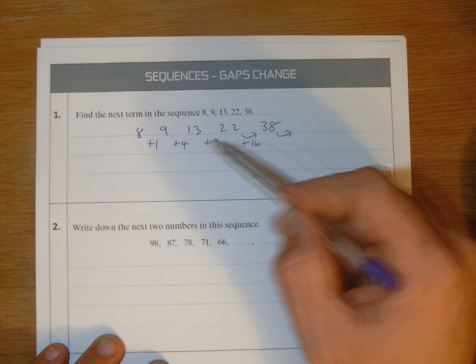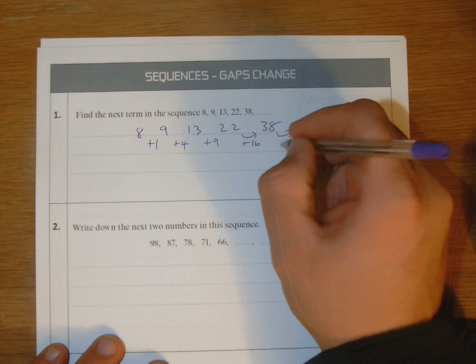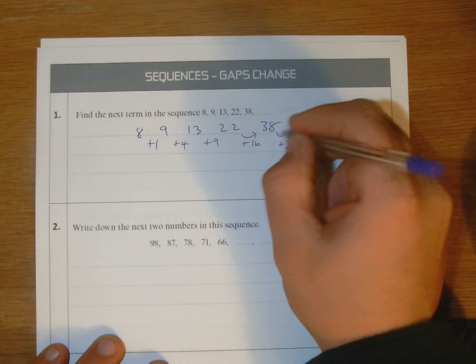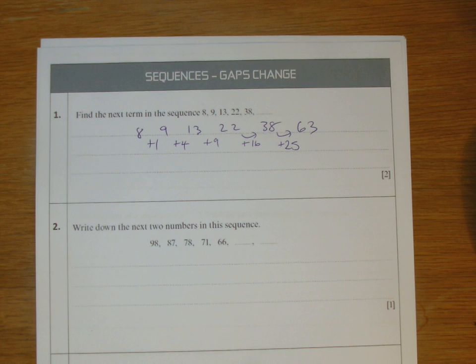The next one, of course, because it's going up, will be 5 squared, which is 25. So we need to add on 25. 38 plus 25 is 63.